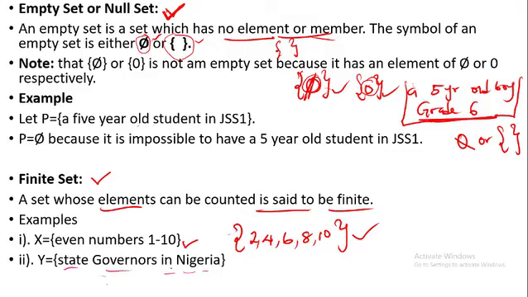Finite set. We say the set of state governors in Nigeria. In Nigeria, we know how many states we have: 36 states. Is that correct? So we can easily mention the names of the 36 governors in Nigeria.